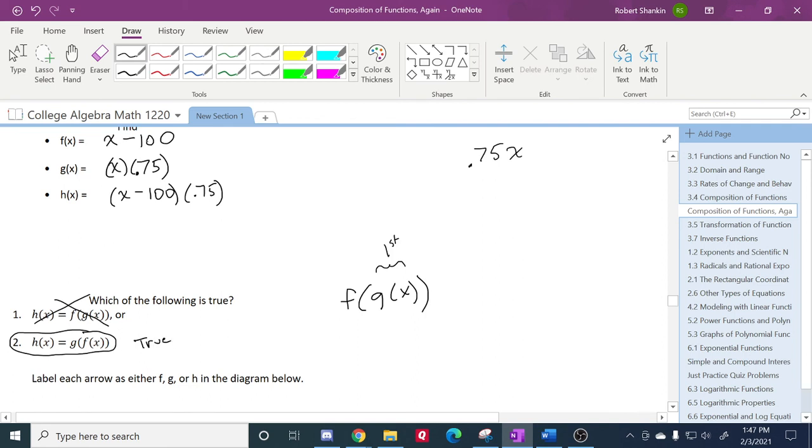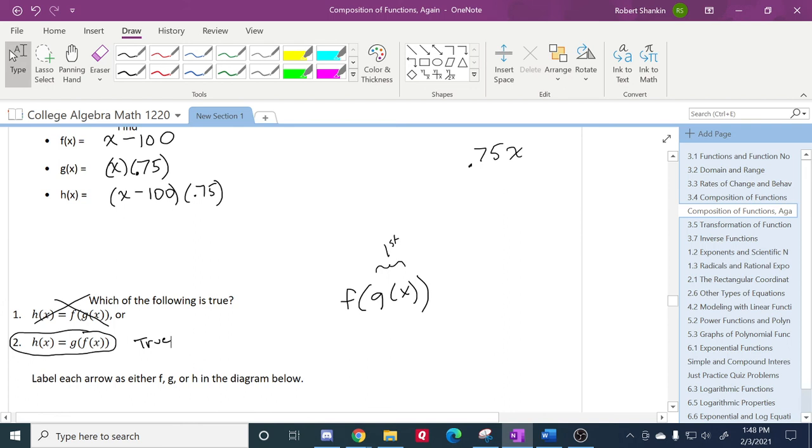Because we would subtract the 100 first, and then we would multiply by the 0.75. The way this is written, x times 0.75, kind of makes you think otherwise, but if we put it as 0.75x, it seems a little more understandable.